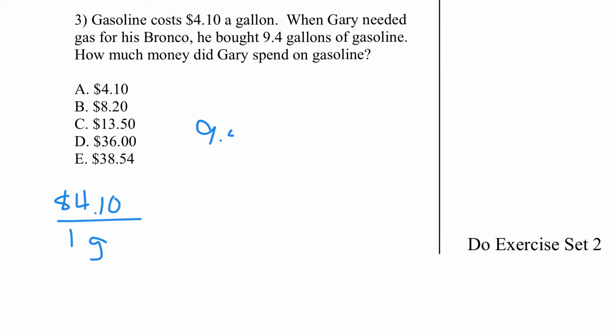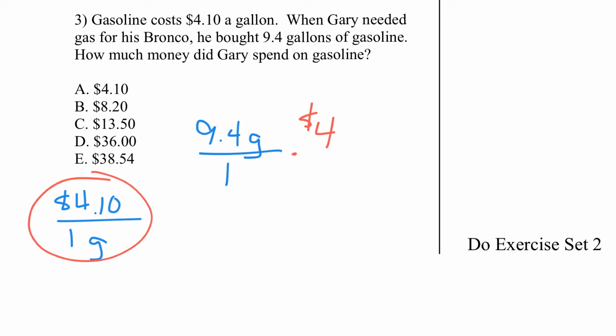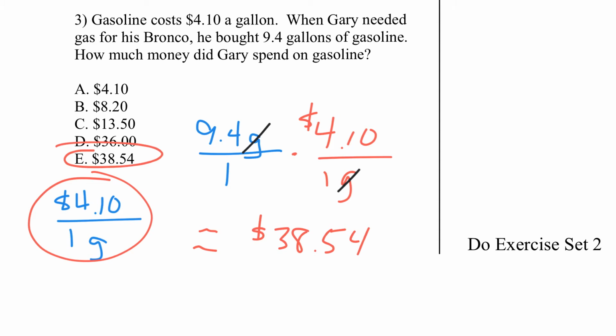Well, if we take this and write it down, he wants to buy 9.4 gallons. You can write that as a fraction if you like. We want the gallons to cancel with this rate here, so we want gallons on the bottom. So the gallons cancel. So you multiply the 9.4 times the $4.10. And that's going to be about $38.54, which is answer E.